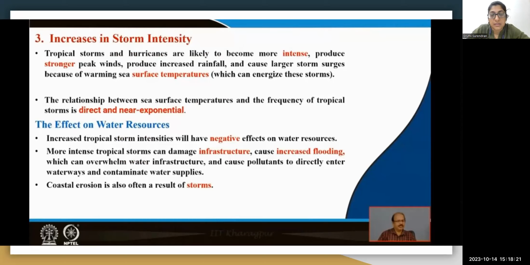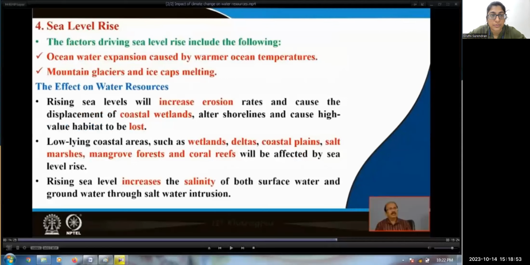Then infrastructures which have been designed for a particular condition are not able to resist the storm intensity, and the water accumulating as a result of floods resulting from these storm events is going to be an issue. The damages to infrastructures, contamination, erosion, all of these are also consequences of the increase in storm intensity. So that is the impact of increase in storm intensity on water resources.